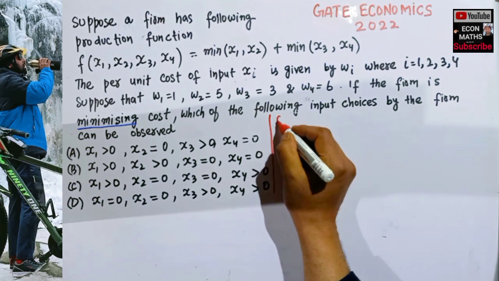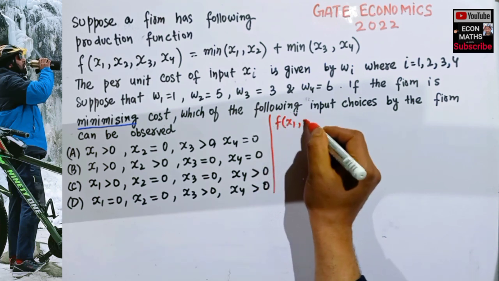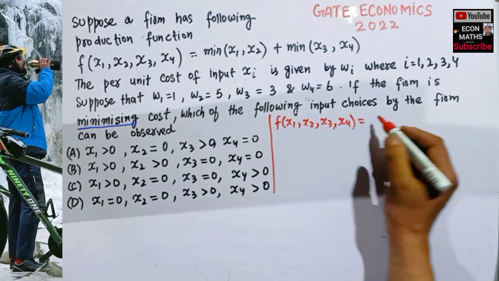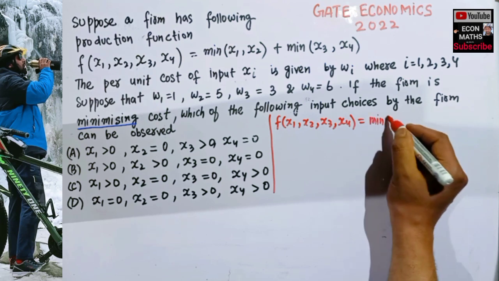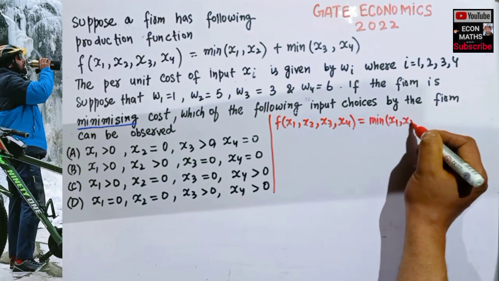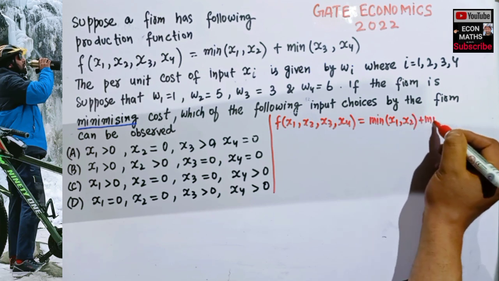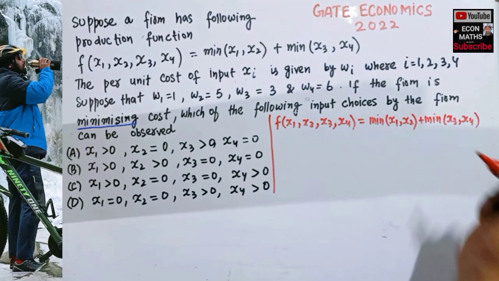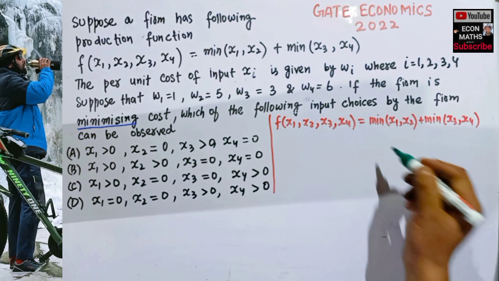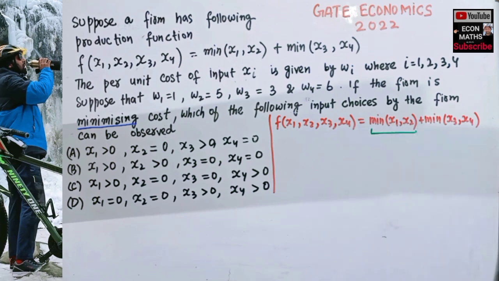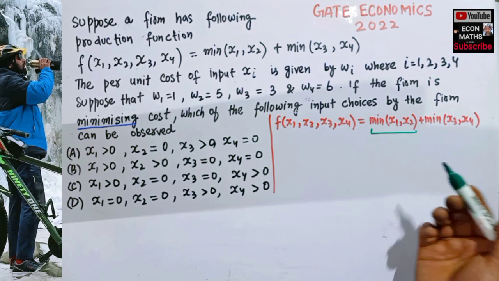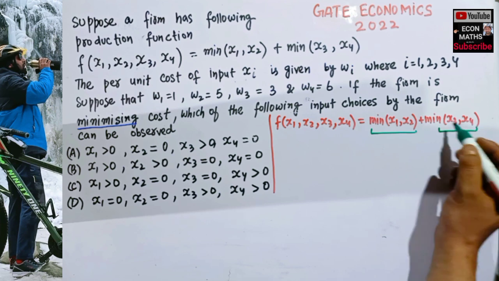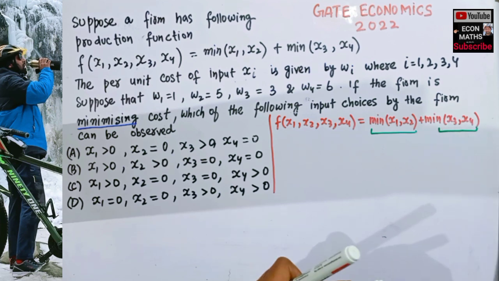We are being given a function, that is f of x1 comma x2 comma x3 comma x4 is equal to minimum of x1 comma x2 plus minimum of x3 comma x4. In this first term, x1 and x2 are perfect complements of each other. This is the min function. Also x3 and x4 are perfect complements of each other.